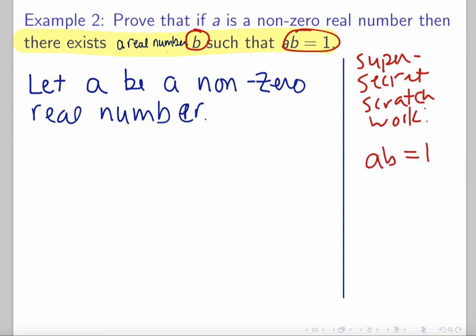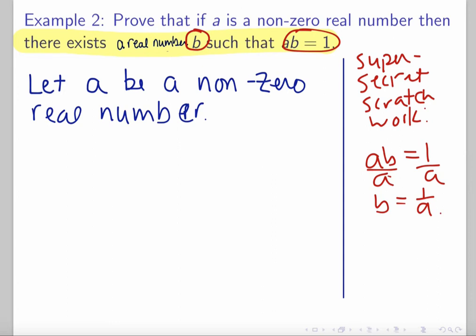Here's my bad thing. I just wrote down a times b is equal to 1. So I've really assumed what I want to prove. That's bad. The last line of my proof should be a times b equals 1. I shouldn't get to say that until the end. So that's why this is scratch work that I'm not going to show to anybody. But I'm going to pretend like what I want to be true is true, and then I'm going to solve for what I need, which is b. So I'll just divide both sides by a, and I get b equals 1 over a. And that's what I needed my scratch work for, to figure out the b that I was supposed to consider.